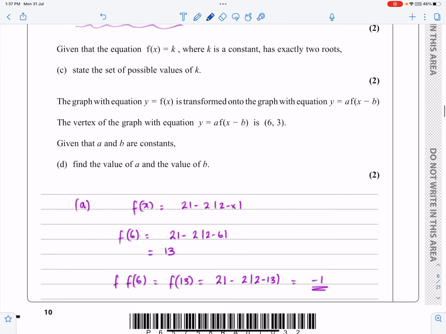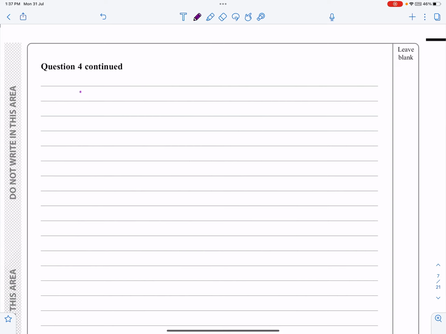How does that look algebraically? Well, let's have a quick think about that. A little bit of teaching here going on. If f(x) equals 21 minus 2 modulus of 2 minus x, there will be times when 2 minus x is positive, and there'll be times when 2 minus x is negative. When 2 minus x is positive, f(x) could be thought of as just 21 minus 2 brackets 2 minus x. The positive doesn't make any difference at all.